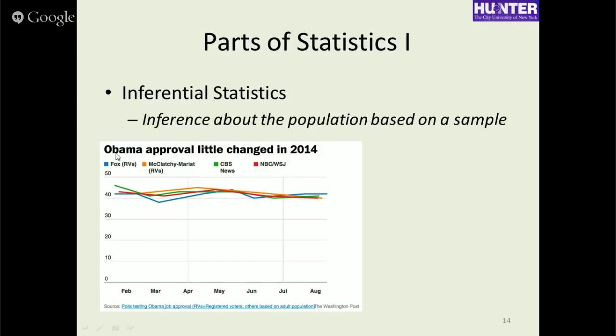These are 4 different corporations doing different surveys. They have their own sampling methodologies. They're all trying to represent here. Let's see, it says polls testing Obama job approval. RVs equals registered voters, others based on adult population. So what's the population here?